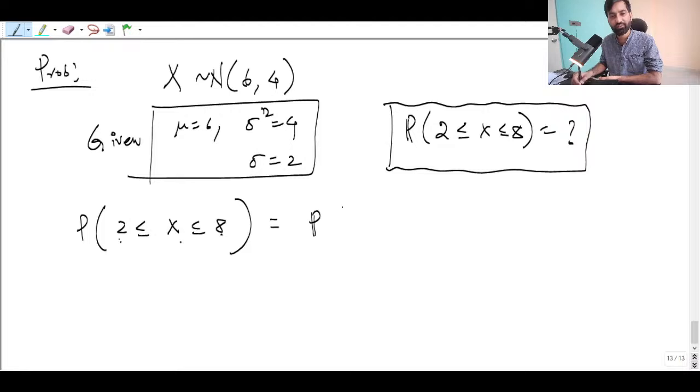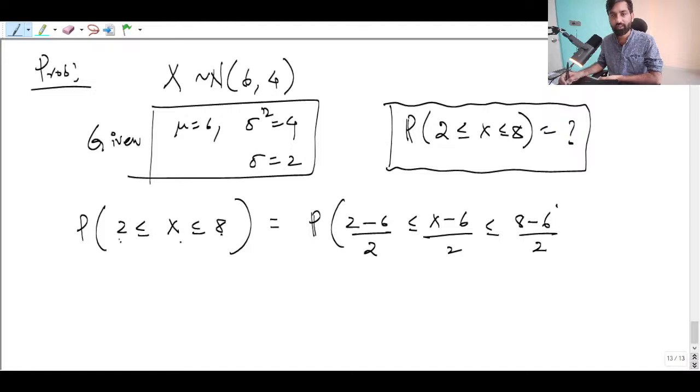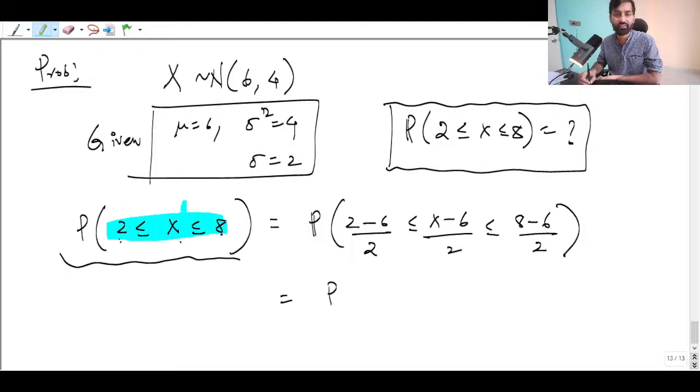So you can write this as x minus mu, where mu is 6 and the variance is 2. Here also you can say 2 minus 6, because after all you are subtracting and dividing. So 2 minus 6 by 2, and this is 8 minus 6 by 2. Now you are asked to compute the probability of this event, but you are expressing this event in terms of the standard normal, Z. And this middle part is nothing but your Z.